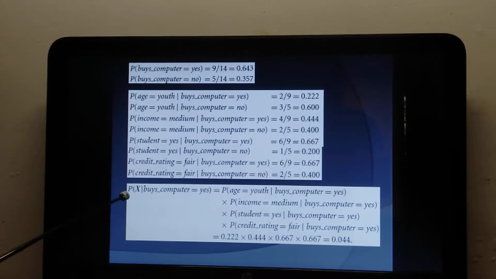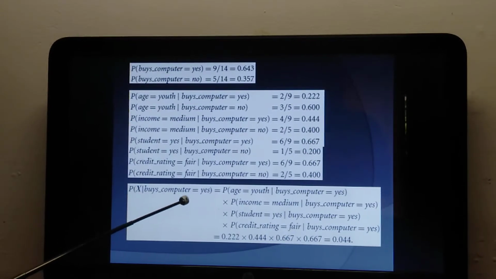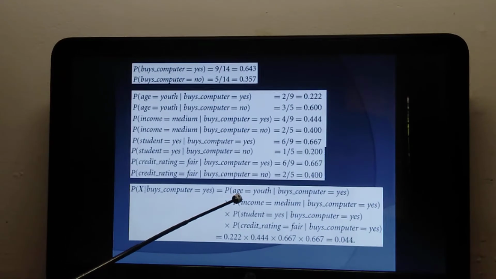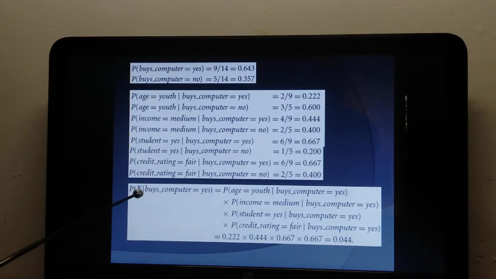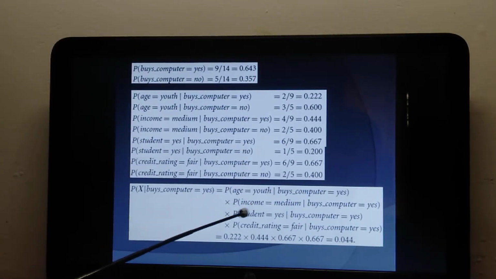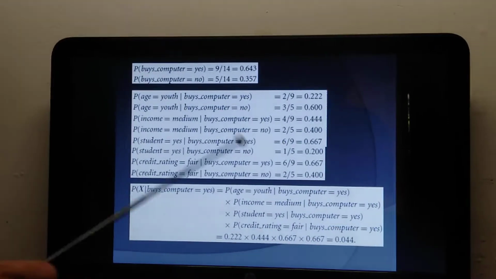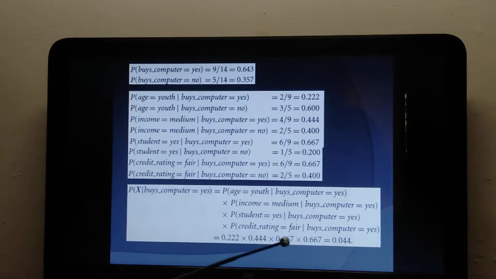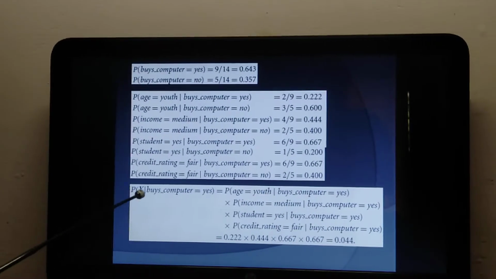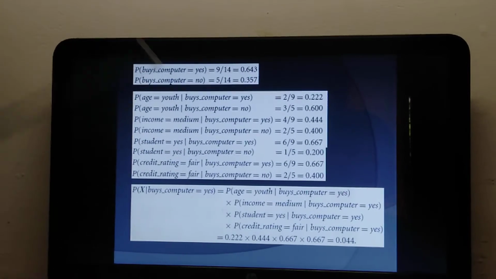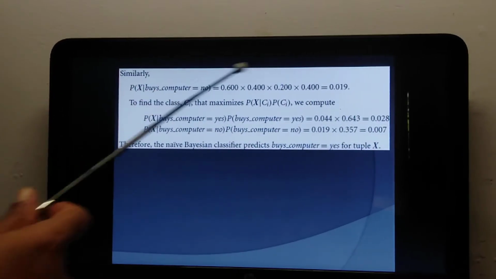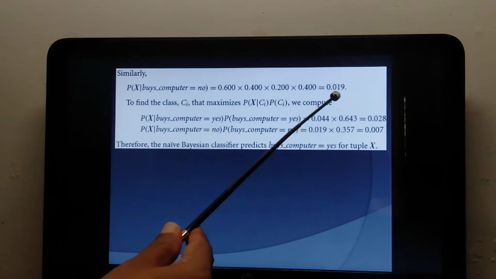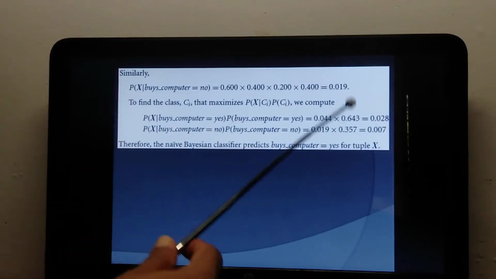That is, the probability of X given buys computer yes is equal to the probability of age is youth given buys computer yes, into the probability of each of the other attributes, because X has got 4 attributes. We have got already the values over here. Just multiply those values and we get the answer for the probability of X given yes. Similarly, we will find out the probability of X given no. That is equal to 0.019. Same thing, we are doing the same thing.